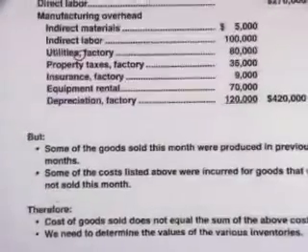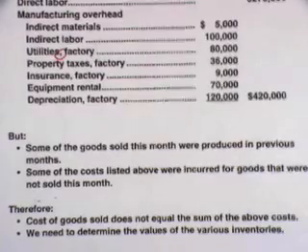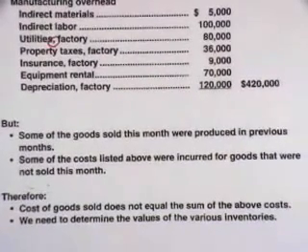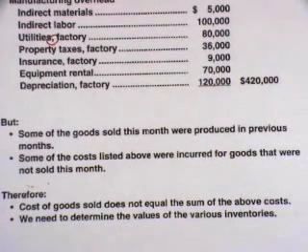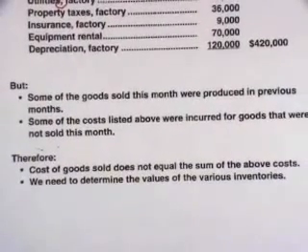And it says, but some of the goods sold this month were produced in previous months. Some of the costs listed above were incurred for goods that were not sold this month. So this is basically talking about the need for inventory items where the balance at the end of one month carries forward into the beginning to start the next month. Therefore, cost of goods sold does not equal the sum of the above costs.